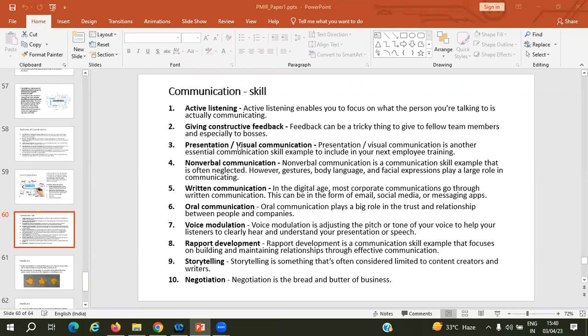The third point mentioned is presentation, visual communication. This is what I was telling you, the pictures, the graphs. Presentation, visual communication is another essential communication skill. Examples include your next employee training. That means if you are working in a software company or any organization, any business, you have seen maybe different graphs in your education, which will give the trend.